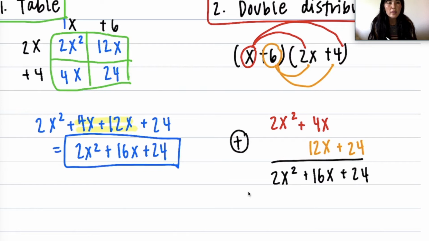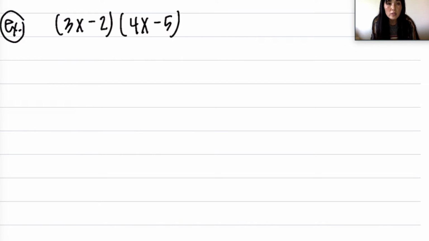So whatever method seemed to work better for you, or maybe is less time consuming, you can go with that method. But I'm going to go ahead and put up another example so that you can try, see if you get the answer, and then I'll go ahead and talk through it as well. All right, so here is your example to try for those of you following along, either using a table or using your double distributive.